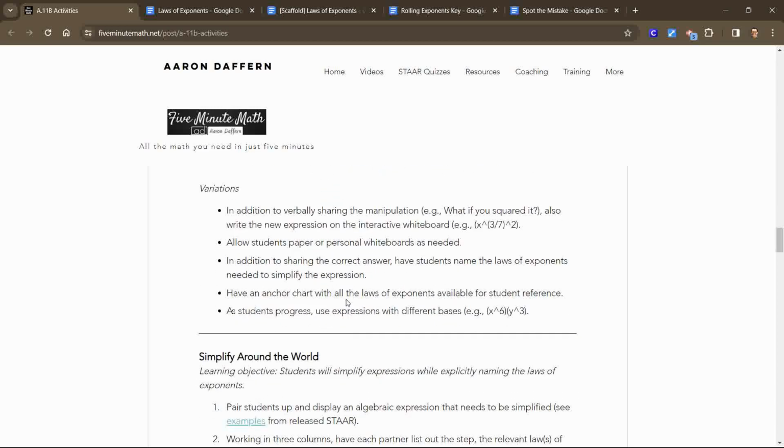So here are some variations. Instead of just verbally sharing the manipulation, you could also write it. So if you said, what happens if we square it, you could also write that expression so they have that visual anchor as well. You can allow them paper or personal whiteboards as needed.